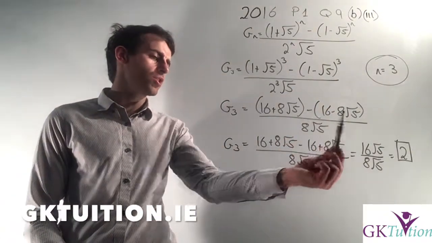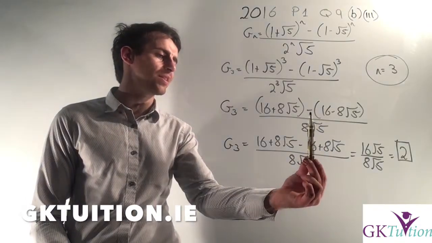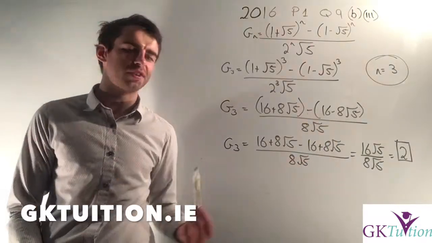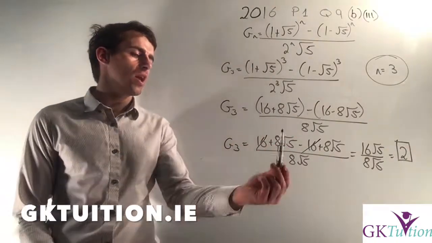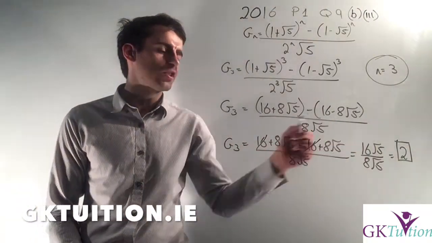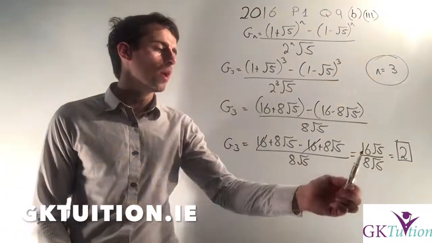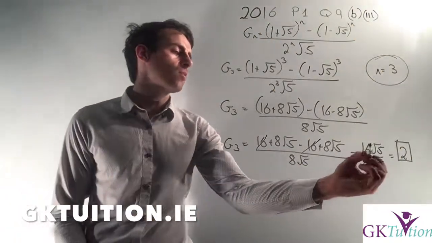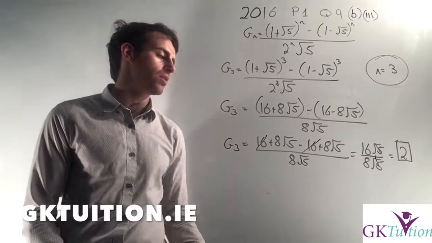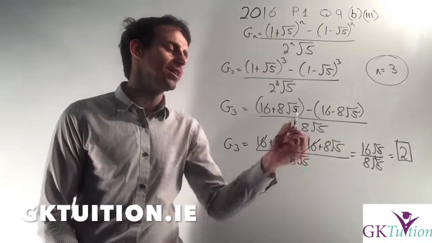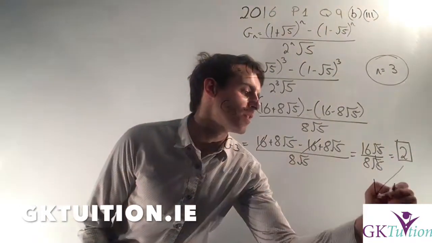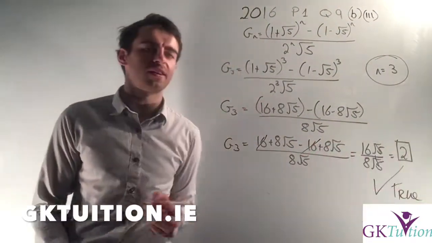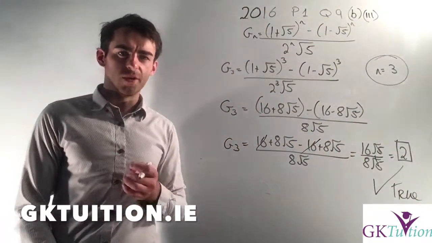Now my next line, I'm just changing my sign, so this becomes a minus 16, and minus by minus becomes plus 8 root 5. So on this line, my 16s cancel each other out, and I have 8 root 5 plus 8 root 5, which is 16 root 5. On the bottom, I have 8 root 5. Now, the root 5s will cancel each other out, and 8 into 16 goes twice. So I verified what they asked me to verify, so I just put a tick beside it and say that it's true.